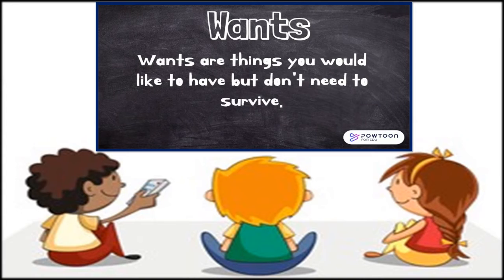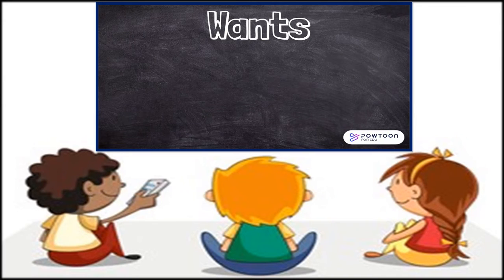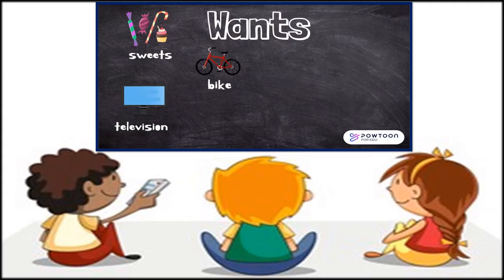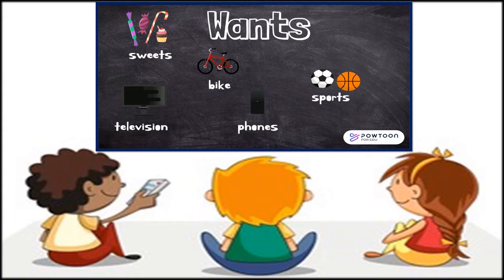Wants. Wants are things you would like to have but don't need to survive. These could include sweets, television, bike, mobile phones, sports, and toys. These are all great, but we don't need them.